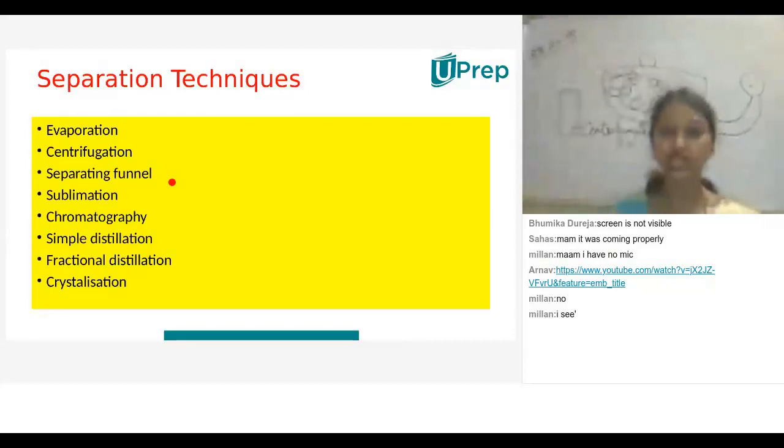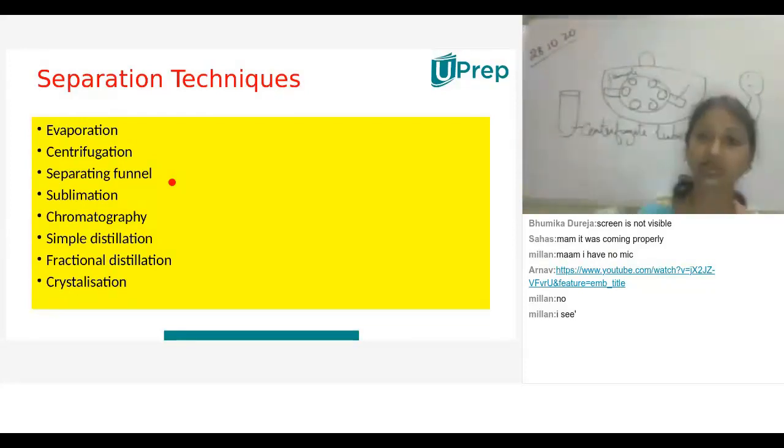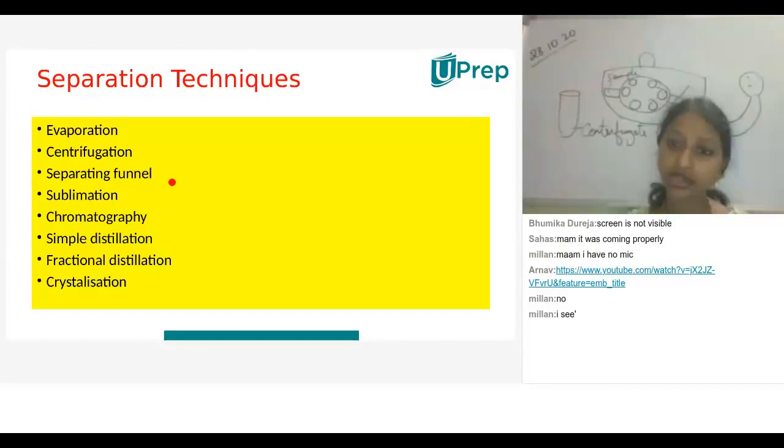Now, what are the main uses of the centrifugation process? It is used to separate cream from milk, especially in dairy farms, in order to separate the components of milk. And it is also used in medical fields like diagnosis centers in order to separate the impurities present in blood samples or even in urine samples.